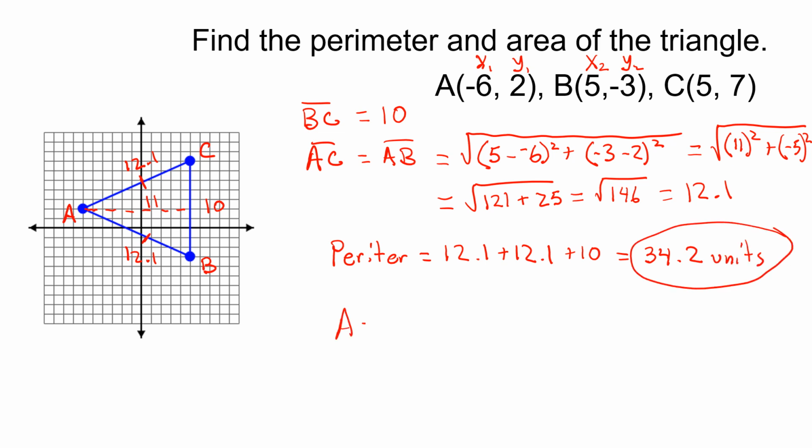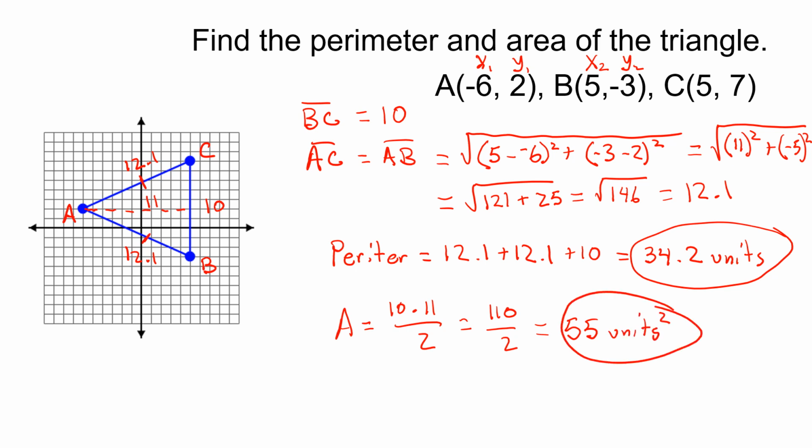And the area of a triangle, remember, is base 10 times height 11 divided by 2. Base times height divided by 2. So I get 110 divided by 2, which is 55 units squared for the area.